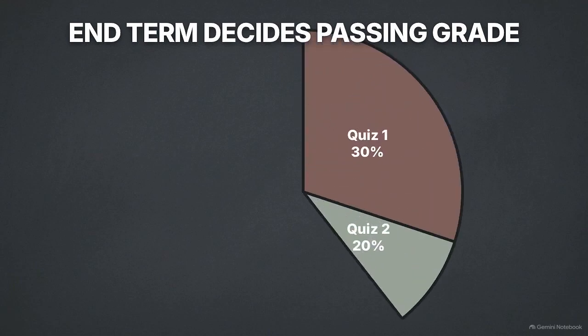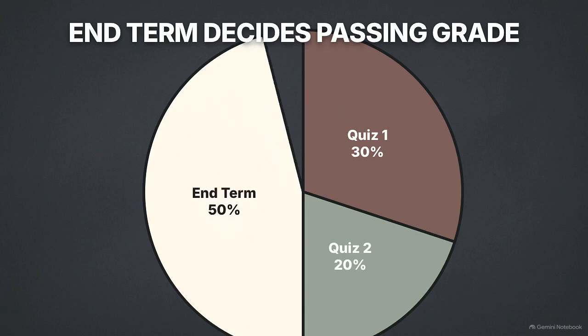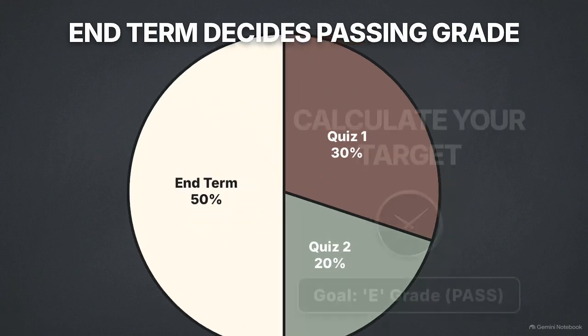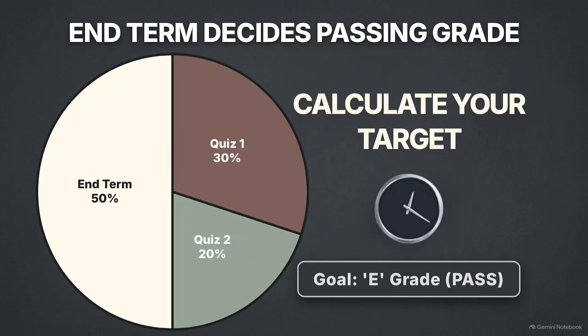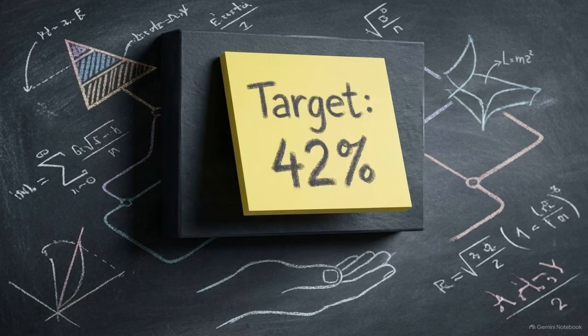Quiz 1 is 30%, Quiz 2 is 20%, and the end term carries the remaining 50% required to reach an E grade. Pause here. Calculate the exact percentage you need for that 50% total and commit to it in the comments. Defining this target replaces vague anxiety with a specific, measurable objective for your revision sessions.